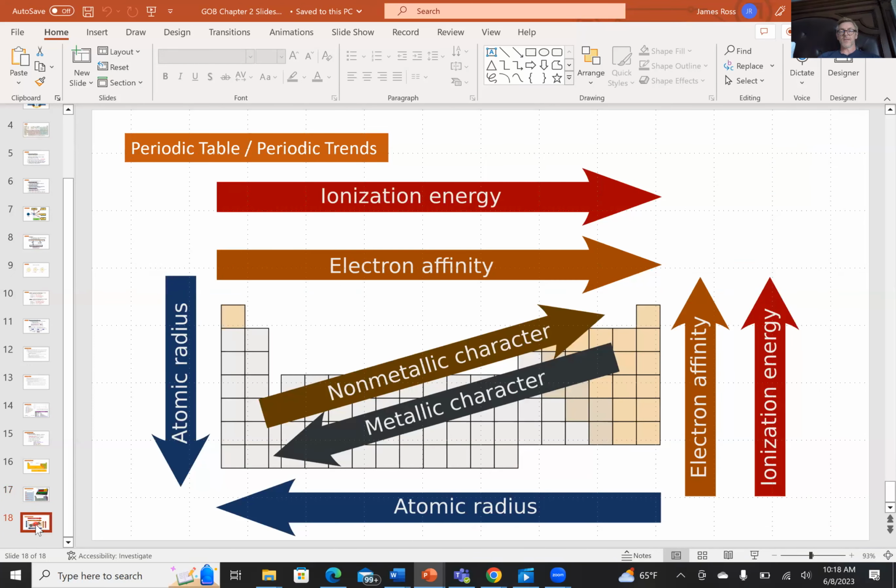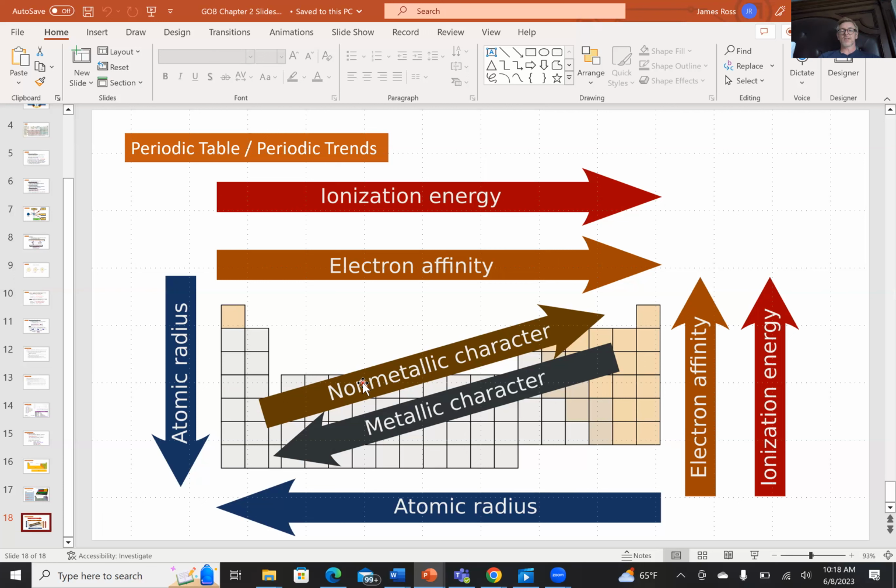And the last slide for this video is just an overview of some trends. So this summarizes what we've just looked at. So here's a mock-up of the periodic table. Size increases down a group; the atomic radius increases down a group. The atomic radius increases right to left across periods, or you can think of it as decreasing left to right across periods. That's this arrow here.